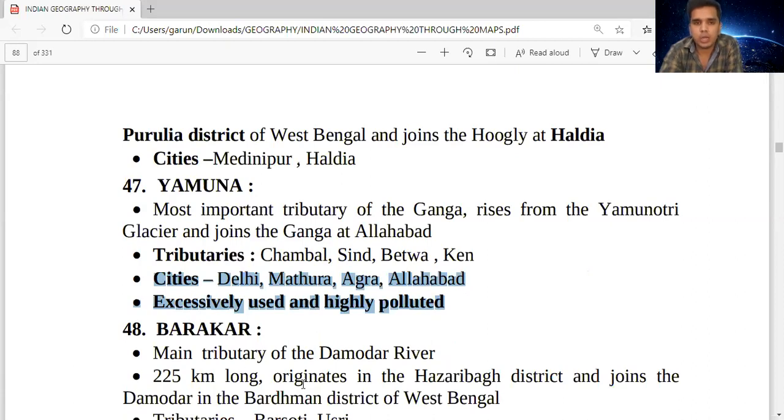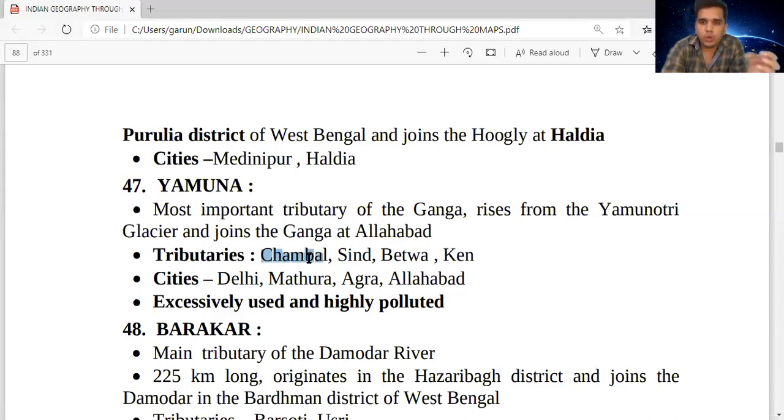But what happens when Chambal combines with Yamuna? Before joining Ganga at Allahabad, Chambal combines with Yamuna. Not in Delhi. Okay, not in Delhi. Before Allahabad, Chambal joins Yamuna.